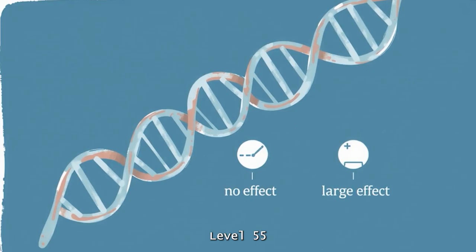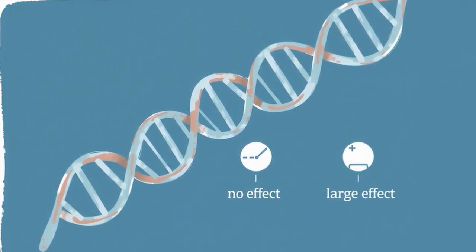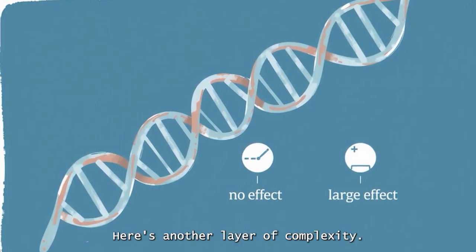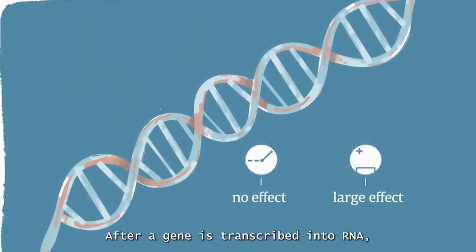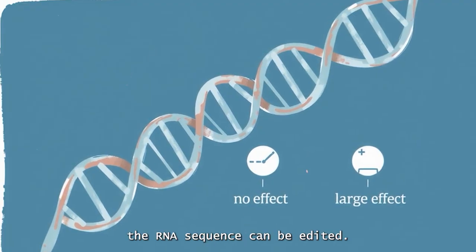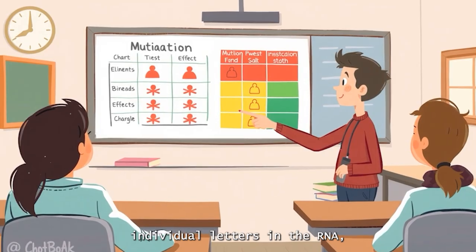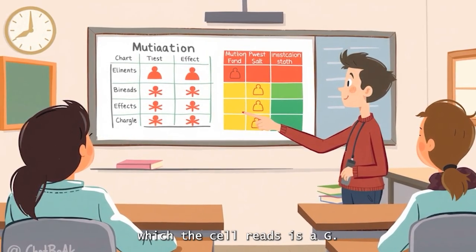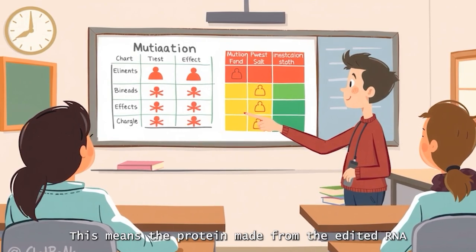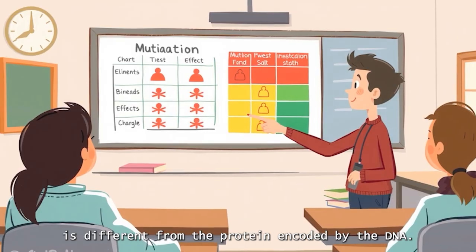Level 55. RNA editing changes the message after transcription. Here's another layer of complexity. After a gene is transcribed into RNA, the RNA sequence can be edited. Specific enzymes change individual letters in the RNA, most commonly converting an A to an I, which the cell reads as a G. This means the protein made from the edited RNA is different from the protein encoded by the DNA.